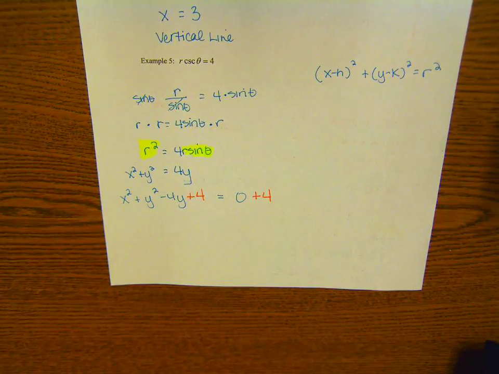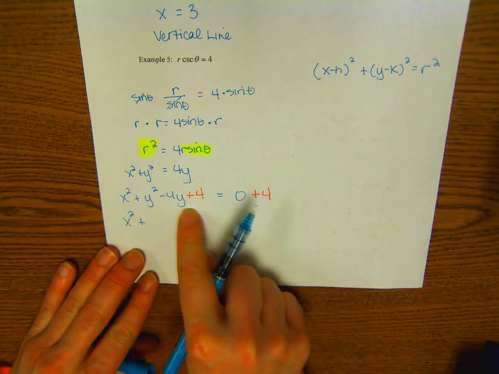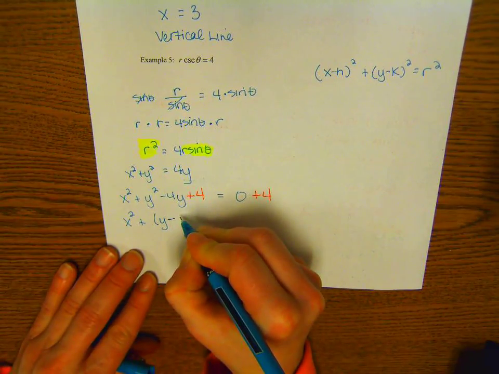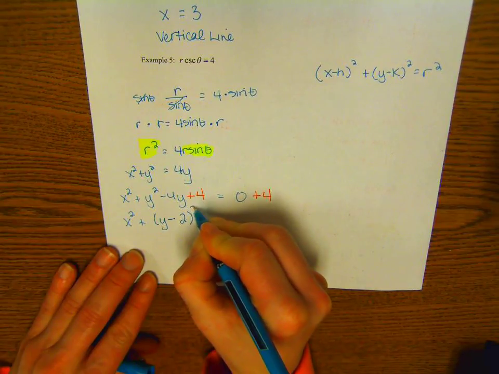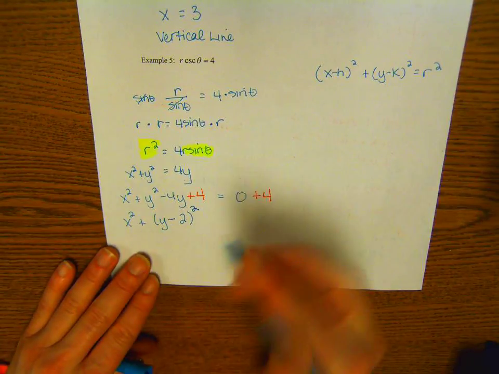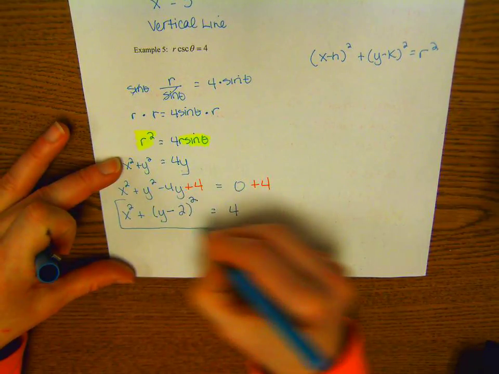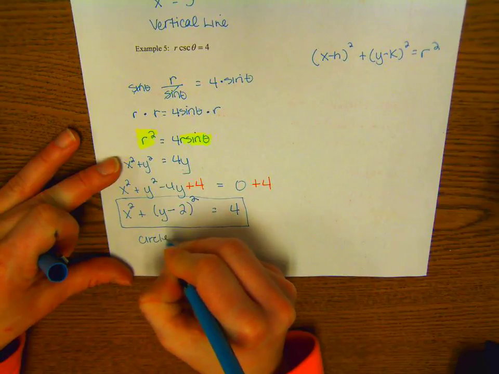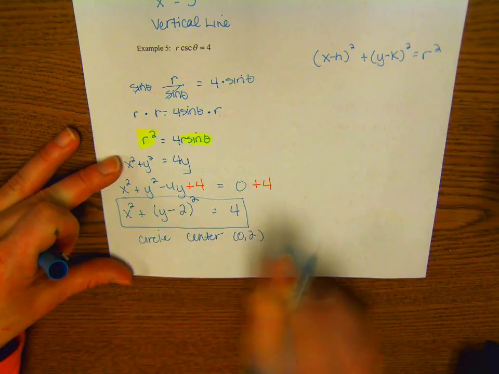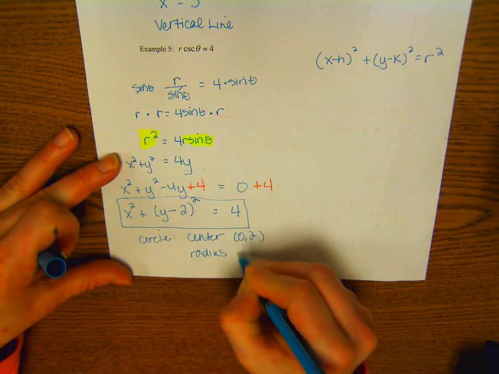Alright, now let's factor it. Again, x squared is just x squared. In factored form, how would I write this? Y minus 2 parentheses squared. Y minus 2 times y minus 2, or y minus 2 squared. And now it's the form of a circle. So this is a circle, and if I were describing it, the center is (0, 2). And remember, this is radius squared, so what's the radius? A radius of 2.